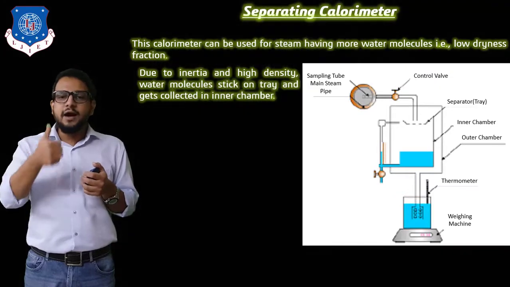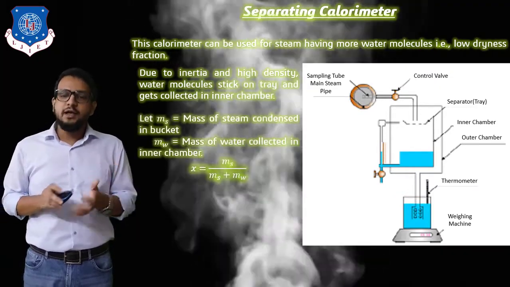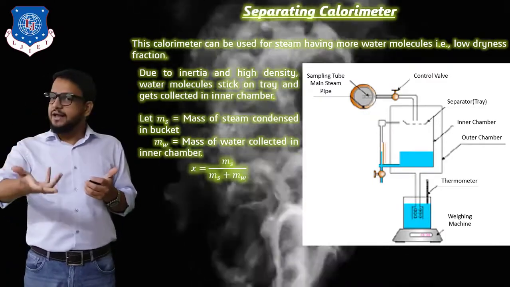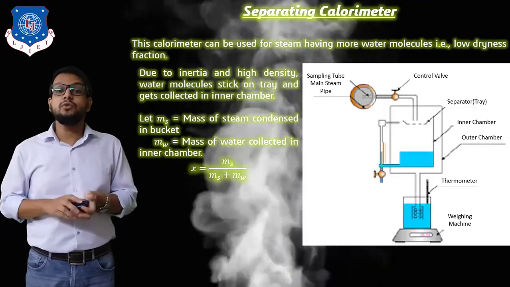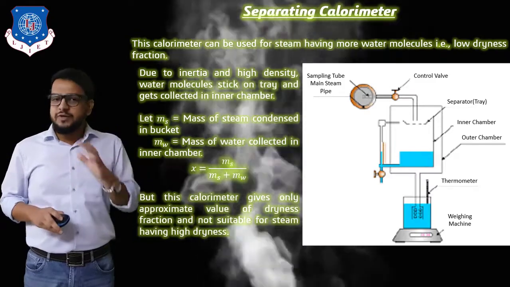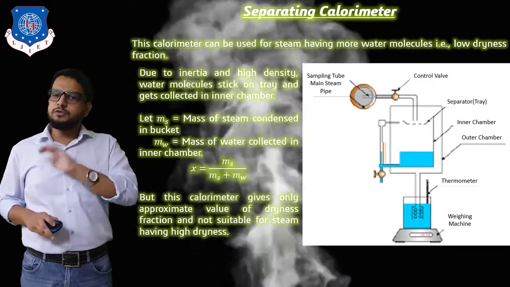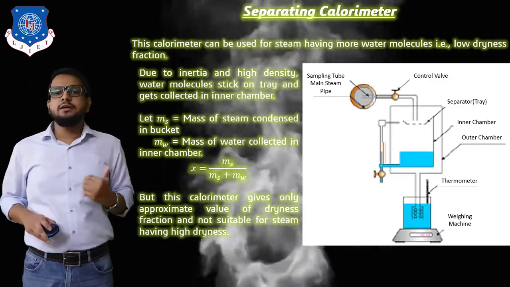Once we have obtained mw, the mass of water molecules separated, and ms, the mass of dry steam separated, we can directly apply the formula of dryness fraction, that is x equals ms upon ms plus mw. So this is very simple. It's a direct application of a formula. We just need to separate the water molecules and dry steam in this calorimeter.